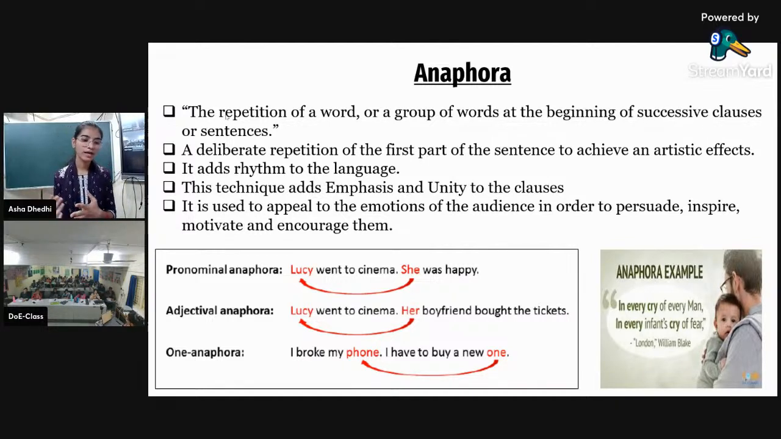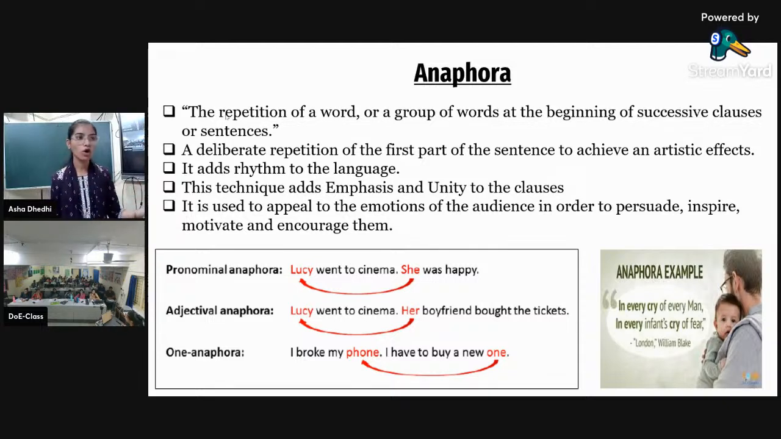So, pronominal anaphora. What happens in pronominal anaphora is that you are repeating the pronoun of a particular person, right? So, in the first sentence, you will say the name of that person, and after that, you will say about the characteristics of that person by using he, she, or it, right?